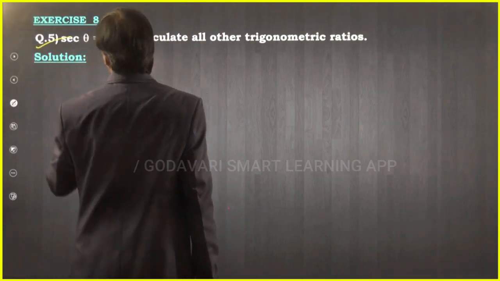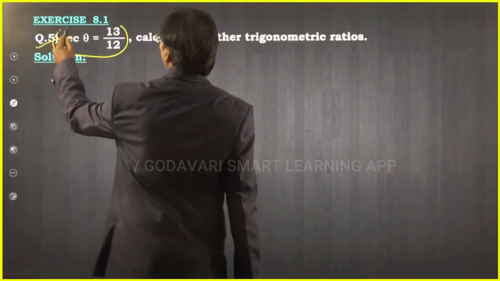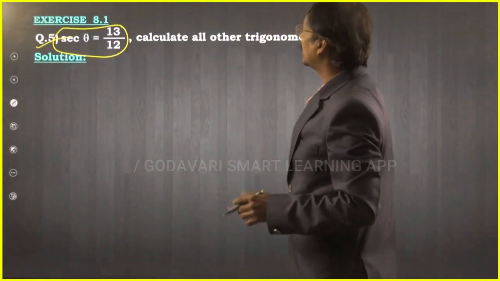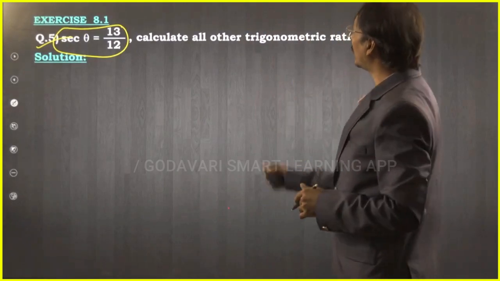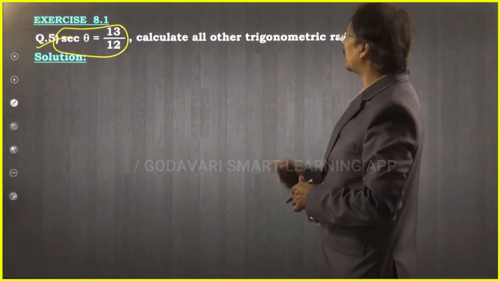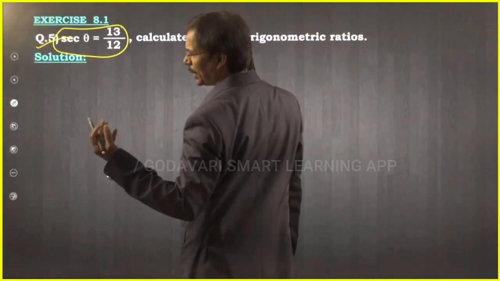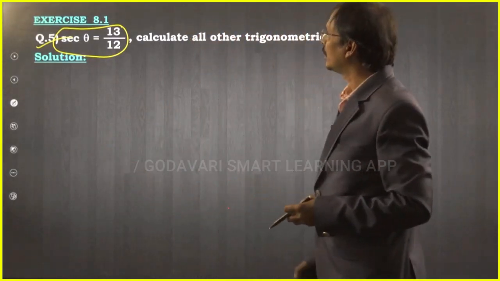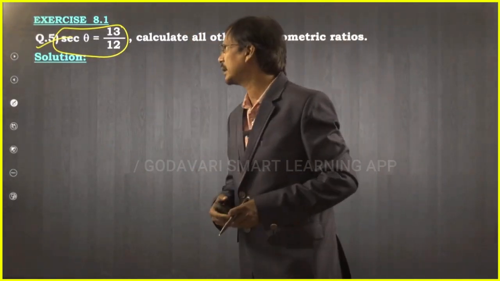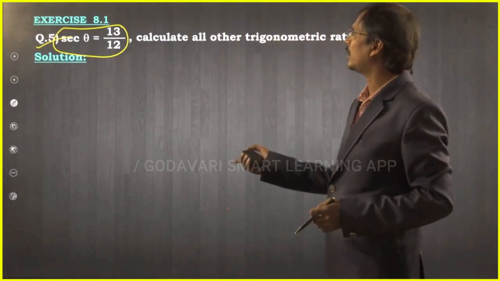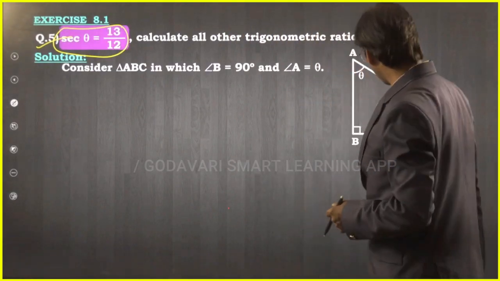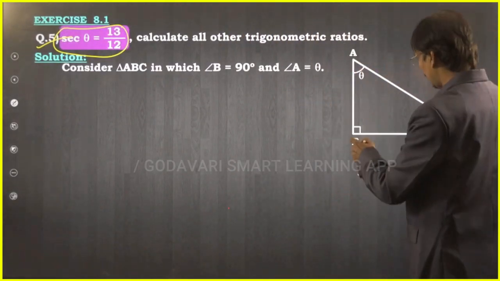The fifth question is: secant theta is equal to 13 by 12. Calculate all the other trigonometric ratios. So here we have to find the remaining 5 trigonometric ratios. But given secant theta is 13 by 12. Now we have to draw a right angle triangle. So, right angle triangle ABC.